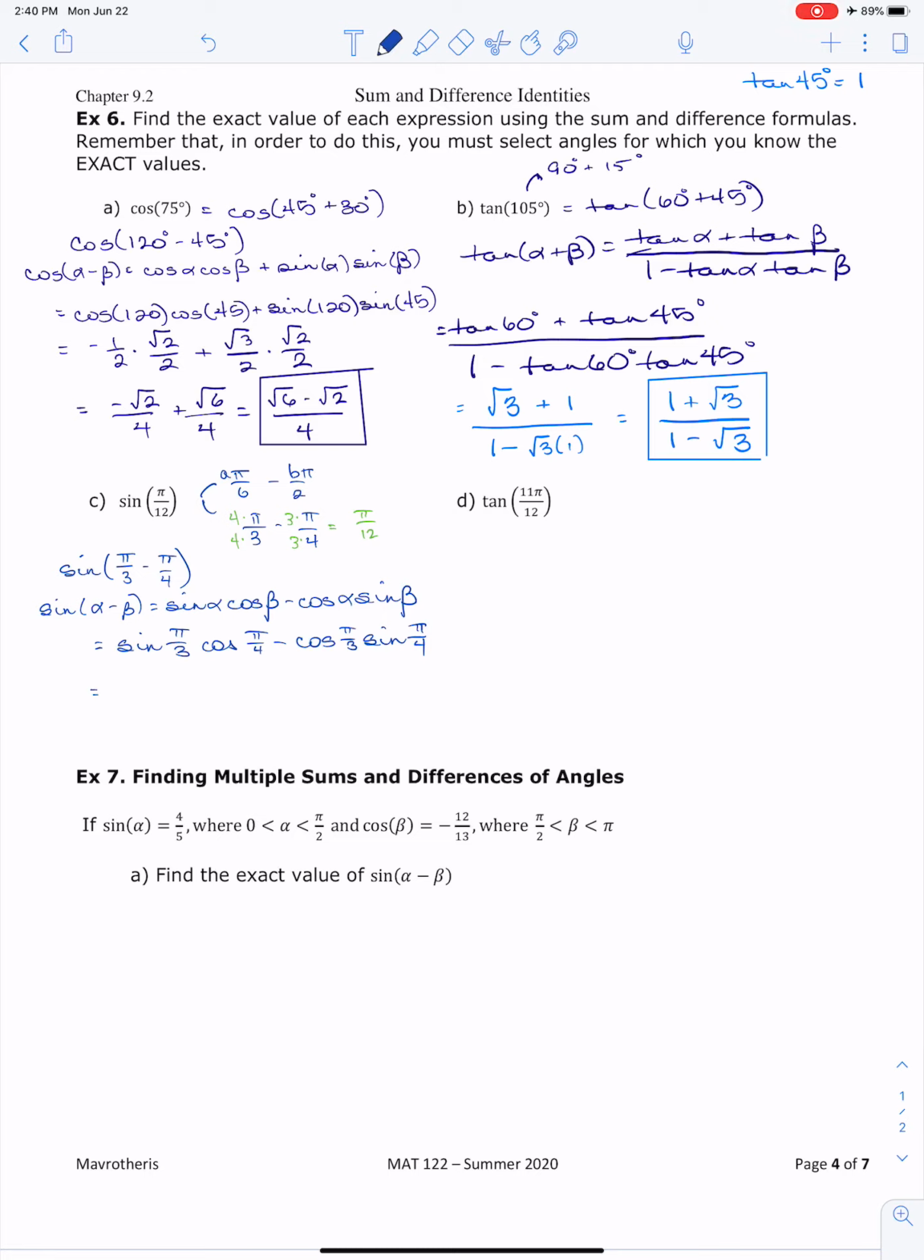Sine of pi over 3, this is in the first quadrant, positive square root of 3 over 2. Cosine of pi over 4 is positive square root of 2 over 2. Minus the cosine at pi over 3 is positive 1/2. Sine at pi over 4, square root of 2 over 2. I get square root of 6 over 4 minus the square root of 2 over 4, which gives me square root of 6 minus the square root of 2 all over 4.